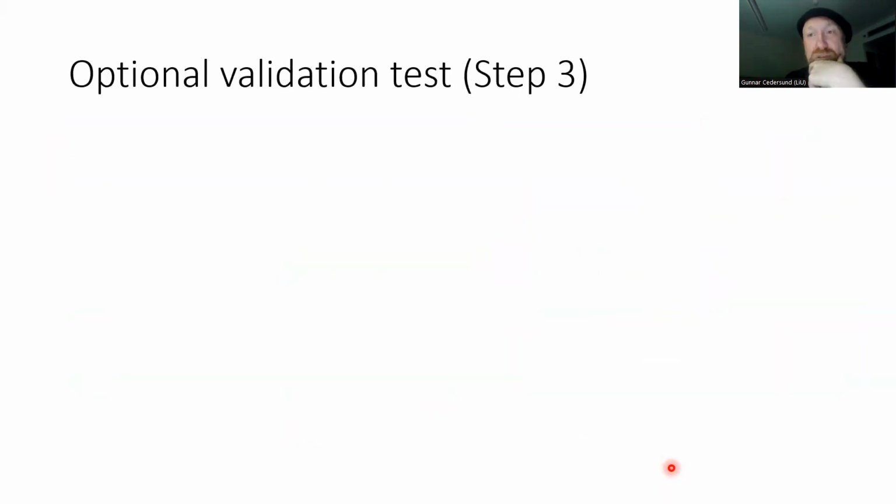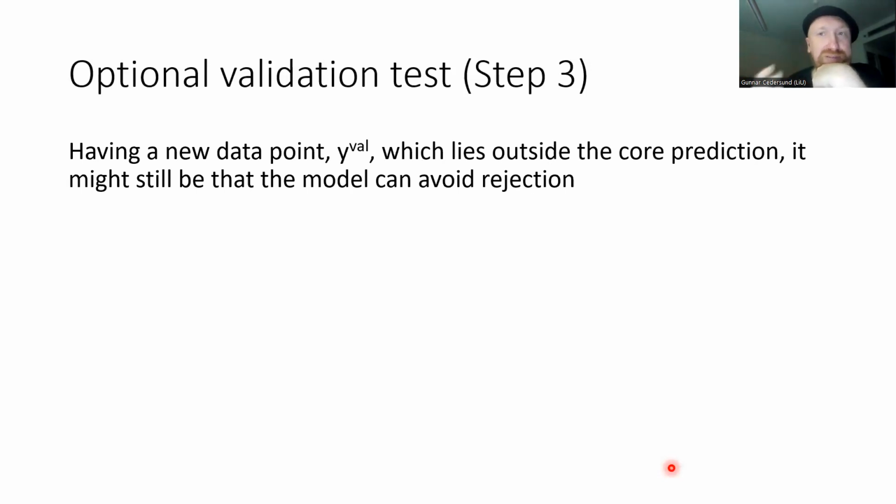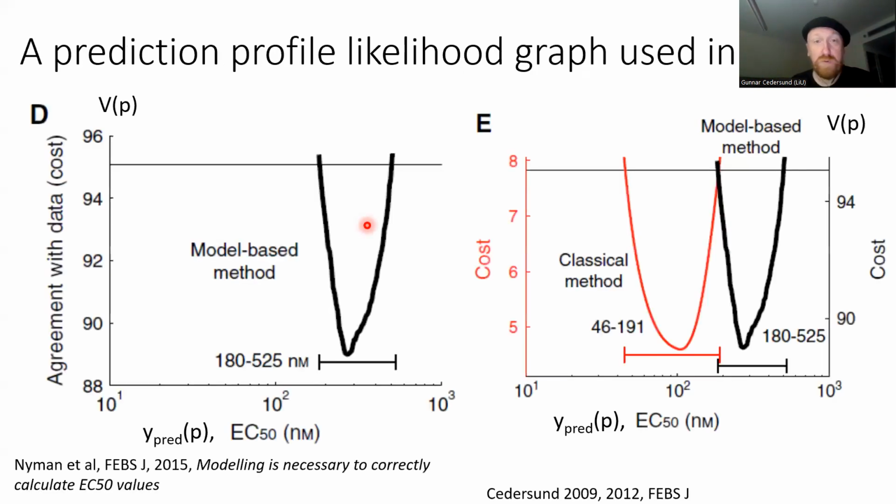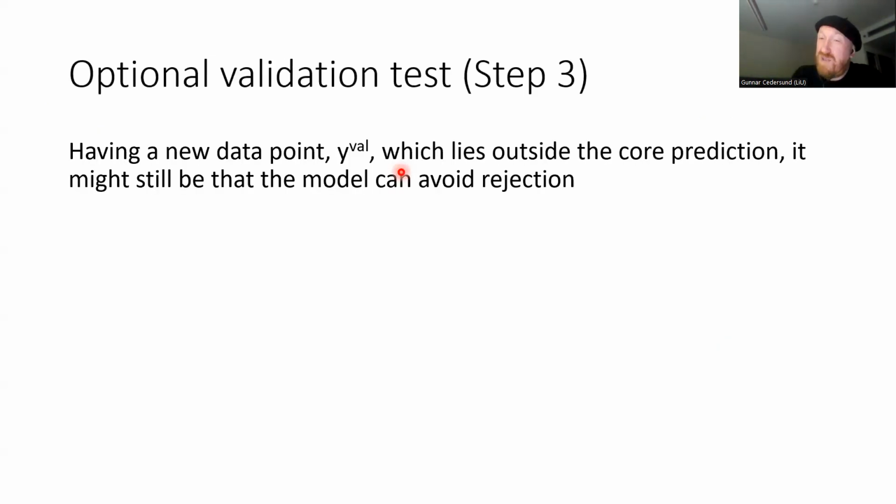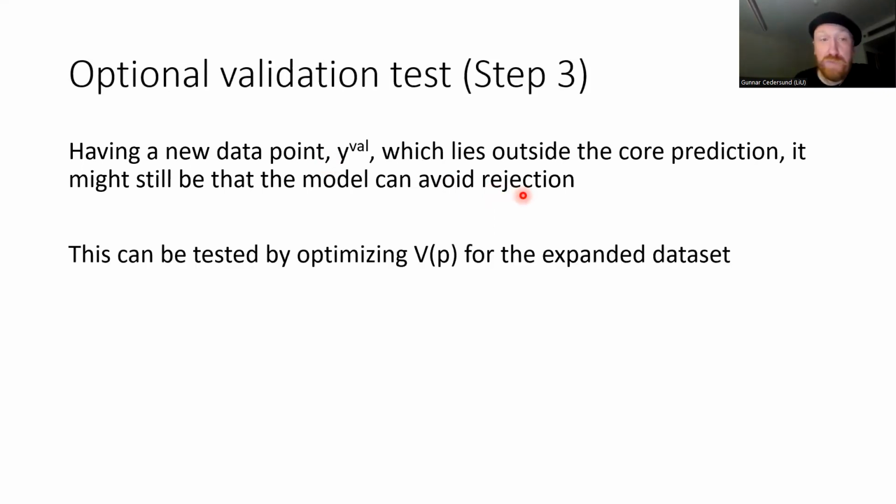I just want to say in the very end here that once you have done all of this analysis, you can also do a validation test, which is like the third step, so to say, in this core prediction approach. And that is by saying, okay, we have this upper and lower boundary for the prediction. So this is the upper value, this is the lower boundary. Now we want to check that that's actually true. One way to do that is to add a new data point which is outside this core prediction interval. And then you see, would that lead to rejection of the model?